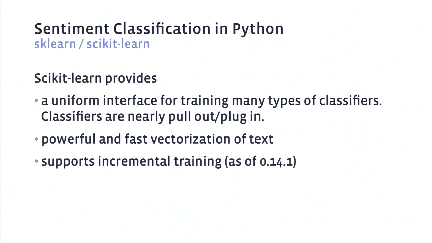Powerful and fast vectorization of text. And it supports, this is really important, critical for us, incremental training as of 14.1. I believe we're on 15 something, maybe even 16 now. But 14.1 allows you to train incrementally, which means you get a batch, train a model, get another batch, and you can add that to your current model, and you keep doing this. And it makes processing very scalable.